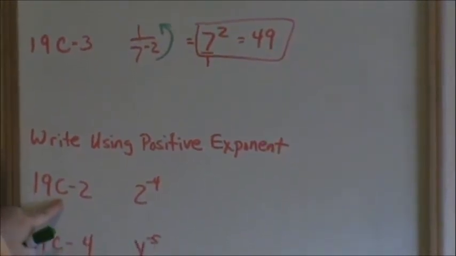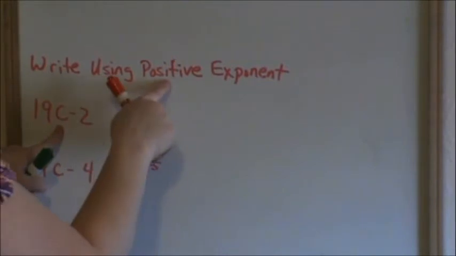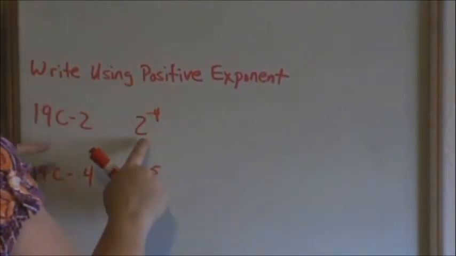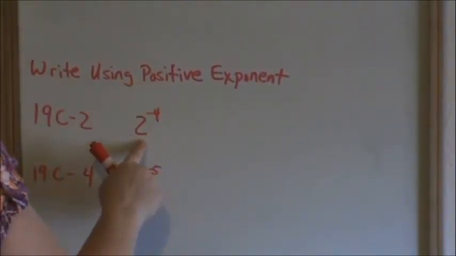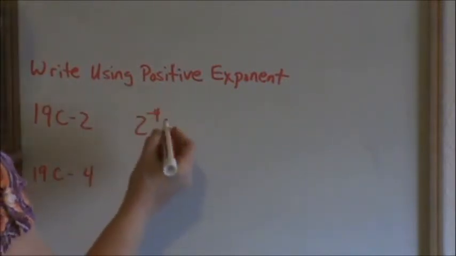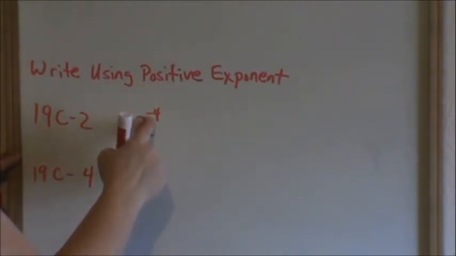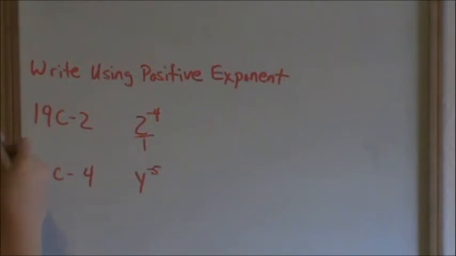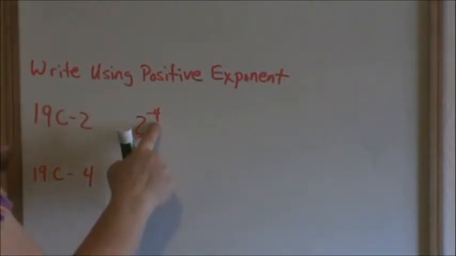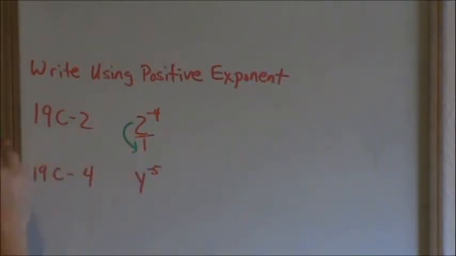Okay, jumping down to 19C number 2, the instructions say write using a positive exponent. We now have 2 to the negative 4. We want it to be a positive exponent. You can make any number a fraction by putting it over 1. If I change the sign of my exponent, I have to change the place of my base. Since I want to make this exponent positive, I now have to move this down to the denominator.